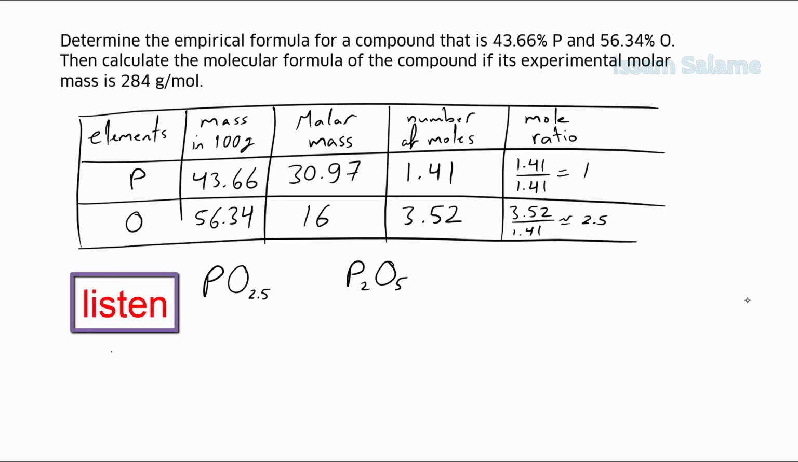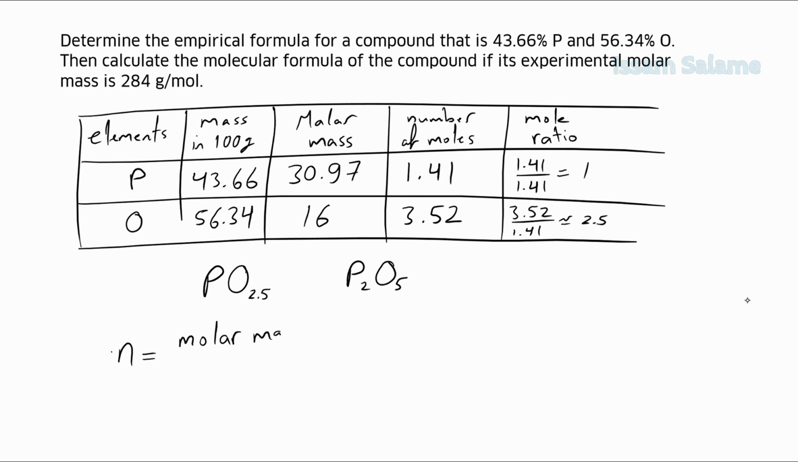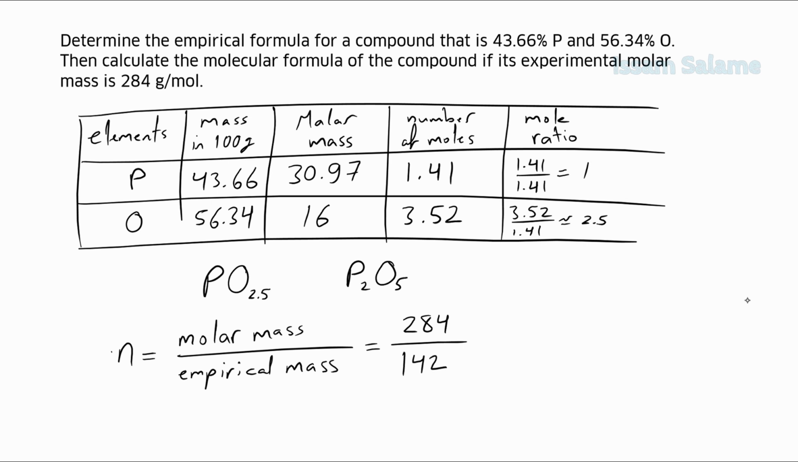And now is the new part. To find the molecular formula, we should multiply by a whole number. That whole number can be calculated by dividing the molar mass for the molecular formula by the mass of the empirical formula. Here the molar mass of the molecular formula is given, which is 284. We should calculate the empirical mass for P2O5. We multiply the molar mass of phosphorus by 2, and the molar mass for oxygen by 5. We add them. The answer is going to be almost 142. The answer is 2. So to find the molecular formula, we should multiply the empirical formula by 2.